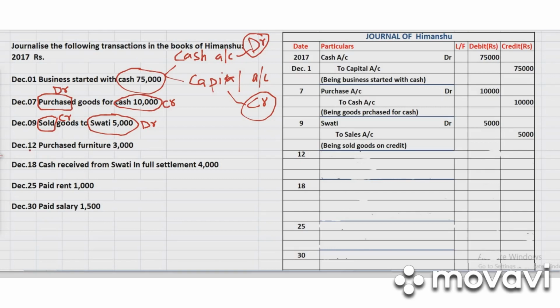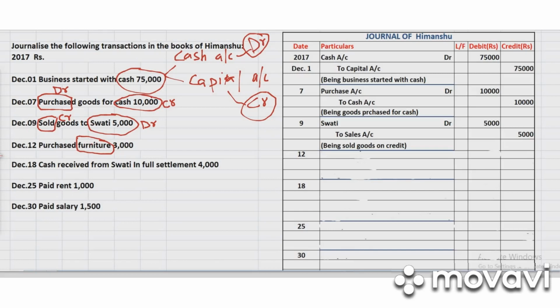Okay, now next one, purchased furniture. Here also it is a cash transaction. How do we know that it is a cash transaction? Because we have to assume, so here no party's name is given. No one's name is given, so it is understood to be a cash transaction. So here furniture is coming to the business. Of course furniture is a fixed asset, so for a fixed asset the affected account will be furniture. Furniture will be the affected account, not purchase.